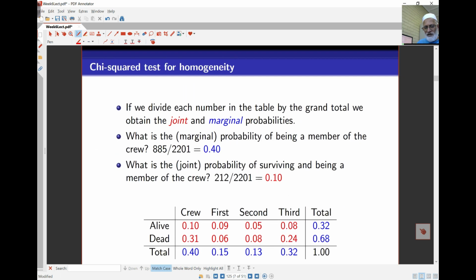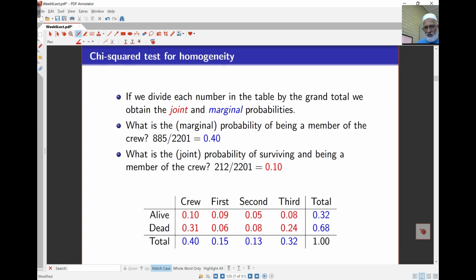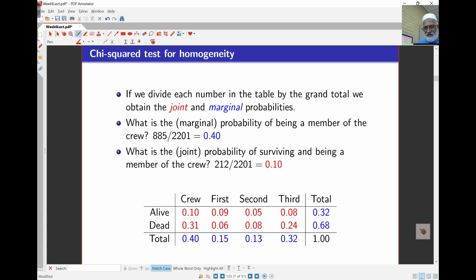This we can do by what's called the chi-square test for homogeneity. What we've done here is we've actually converted all the numbers into probabilities by dividing by the total. So you can see this here is 1 because we divide by the total here. And so we have probabilities over here.